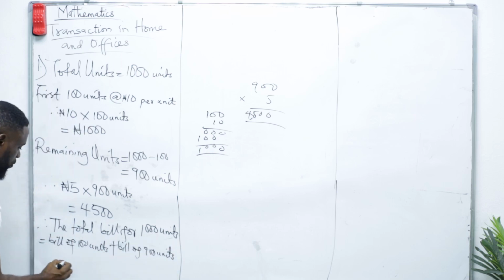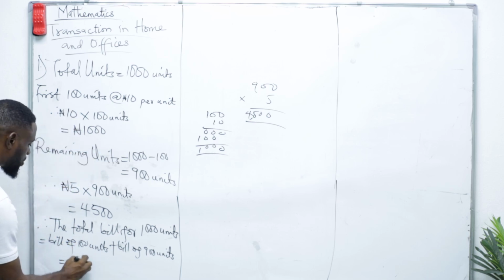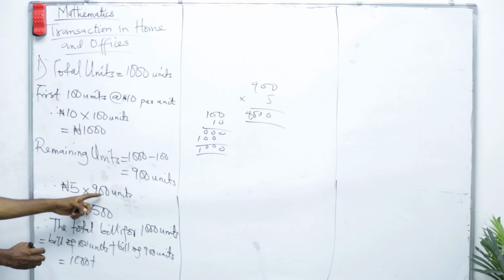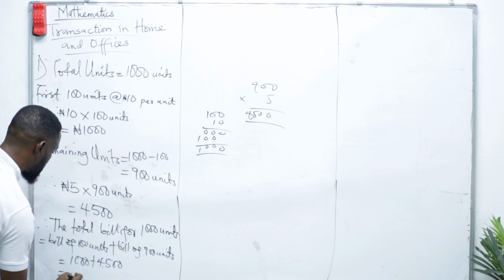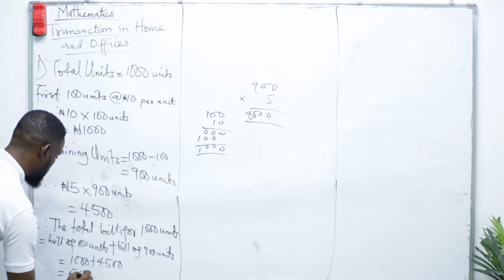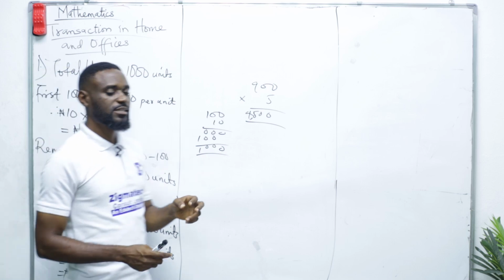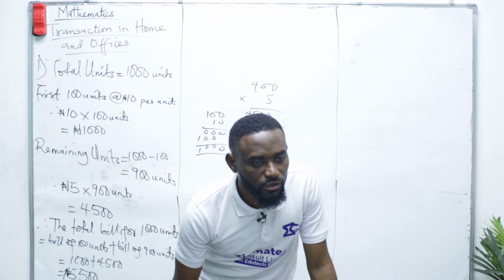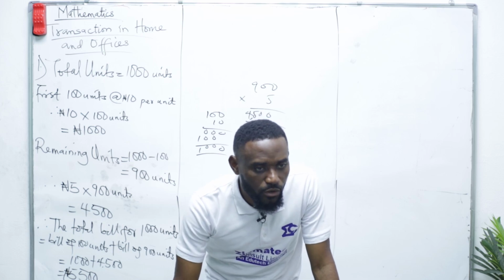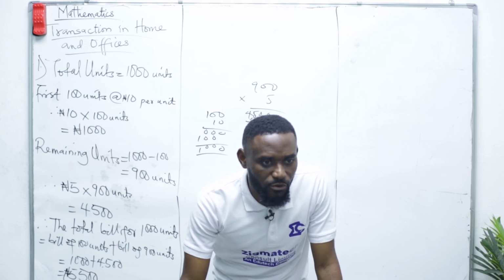So this will now be equal to, for 100 units, we have 1,000. For 900 units, we have 4,500. So total will be 5,500 naira. So for 1,000 units, the bill is 5,500 naira only. All right? Okay, so that is for that.